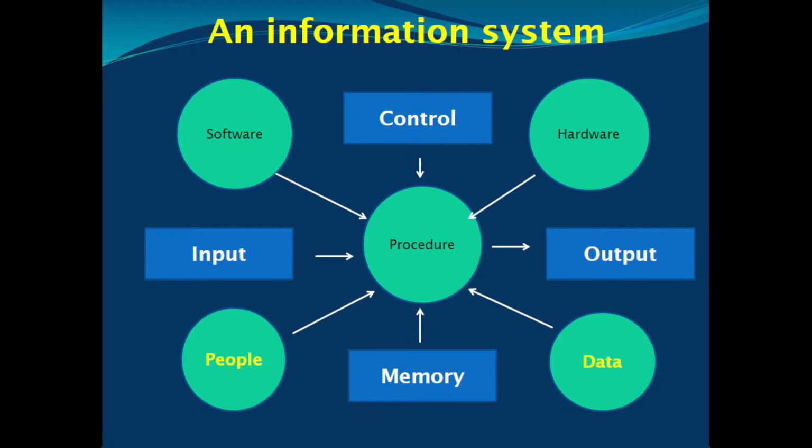So the components of an information system are software, hardware, people, data or information, and procedures. Its functions are input, output, control, and retrieval of the data.